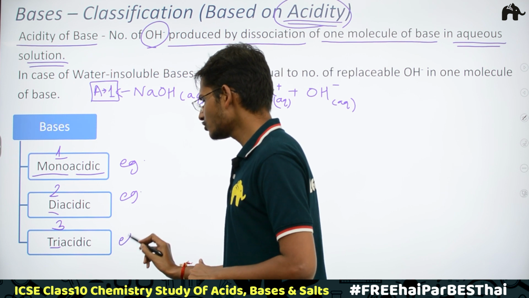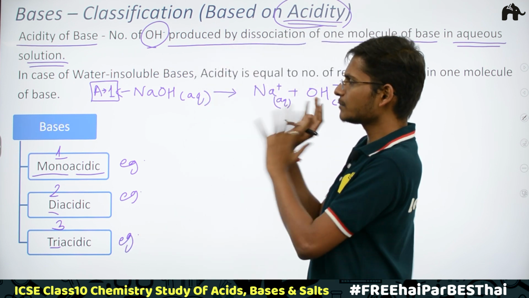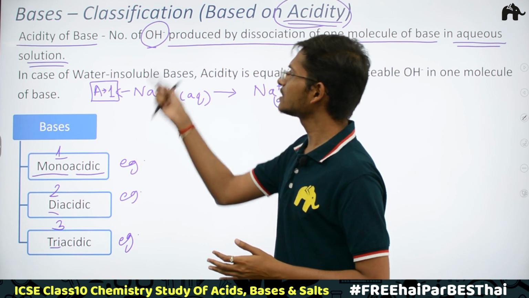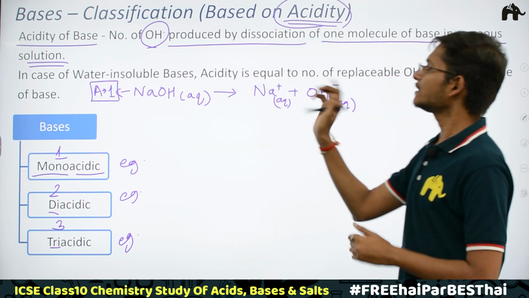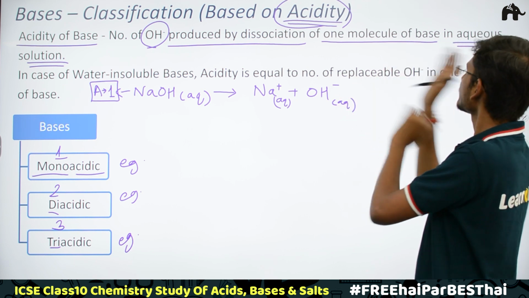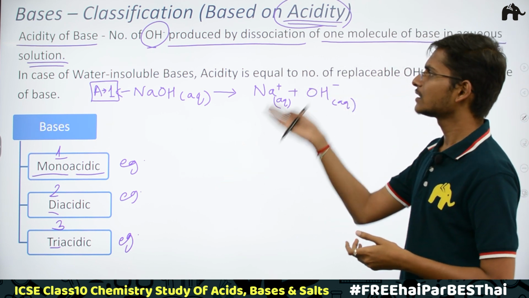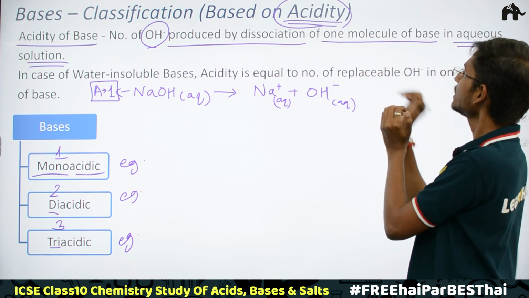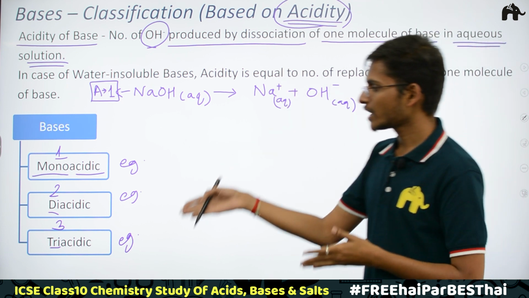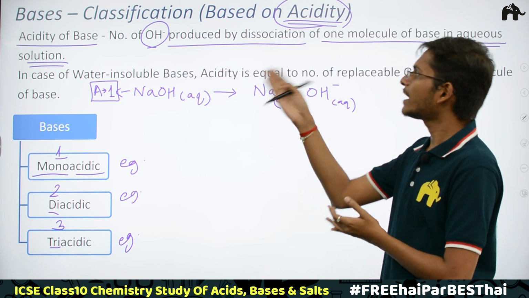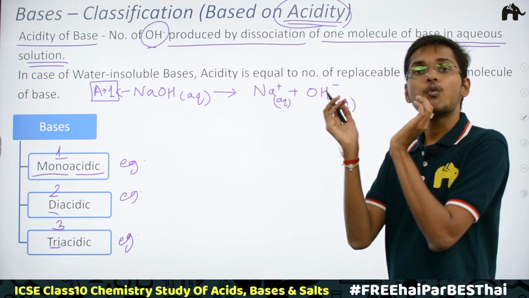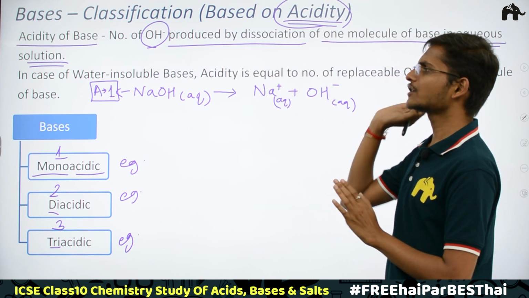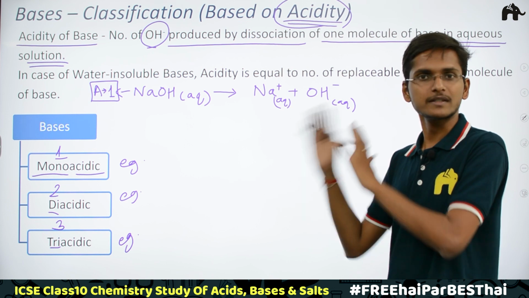Now let's see the examples. But before moving to examples, how to define them? I'm keeping things simple. The same way we define the acids, we are going to define the bases also. So a monoacidic base means a base which produces one hydroxyl ion by the dissociation of its one molecule in aqueous solution. Similarly, a diacidic base is a base which produces two OH- ions by dissociation of its one molecule in aqueous solution. And the same way, a triacidic base produces 3 OH- ions by the dissociation of its one molecule in aqueous solution. Very simple. You have to just remember the definition of acidity and then you can write the definitions of all these 3 types of bases. Now let's see the example.